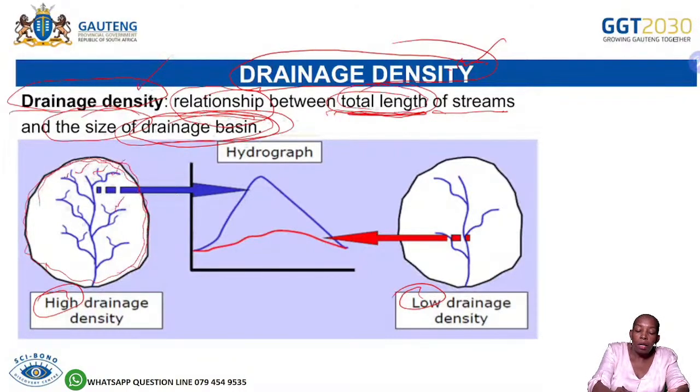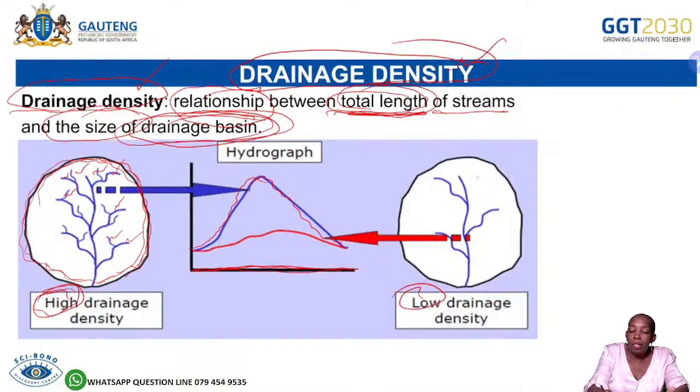So here, as an illustration, we've got quite a number of streams that we can identify in this drainage basin. The total length of all these streams over the surface area that we are looking at would assume this pattern of the hydrograph, which says that there is high drainage density within this drainage basin.